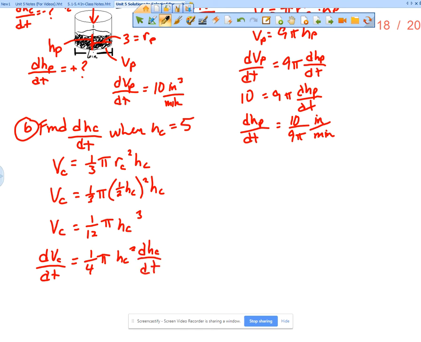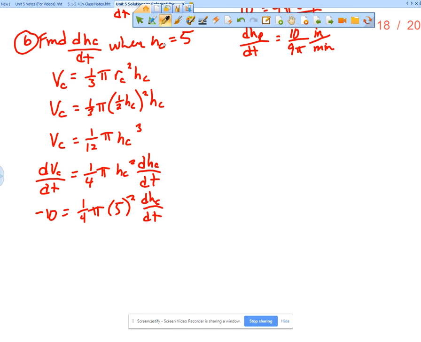All right, so now what do I want to know? I want to know dH sub C dt when H sub C is 5. So I'm going to plug 5 in there, and then dV sub C dt is -10. So -10 equals 1/4 pi times H sub C, 5 squared, times dH sub C dt. And so now I just need to simplify and solve. All right, so I'm going to multiply by 4. So this would become -40.